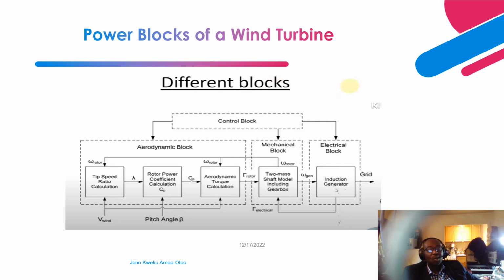After calculating that torque, it becomes an input into the mechanical block, which can be modeled as a two-mass shaft including the gearbox, and this becomes an input to the electrical block and the induction generator. So the angular rotation of the generator becomes an input to the induction generator. Then the electrical power is generated back to the grid.